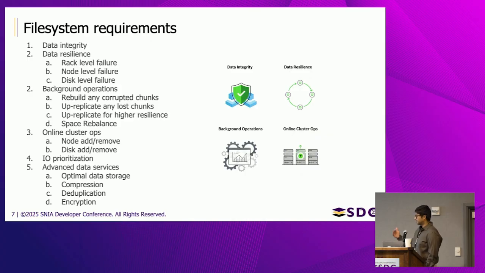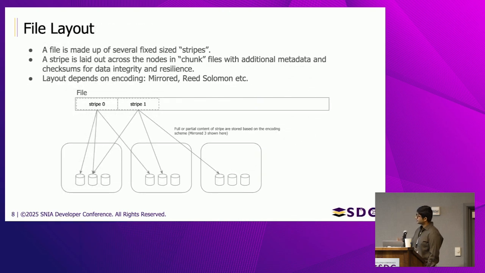In addition, we have some advanced data services. One of the foremost is optimal data storage, which essentially means that customers can write to us in different formats, whether it be a write-optimized format, and we can take that format and turn it into a read-optimized format, because our file system usually works in a write-once, read-many fashion. In addition, we also have compression, de-duplication, and encryption, which we support natively and which can be enabled and disabled as need be.